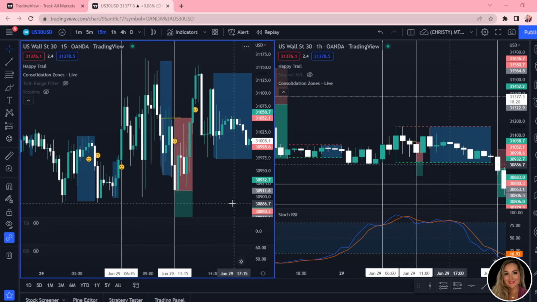So now we'll get into version 2. I will quickly run through the confluences, but the idea is all the same.